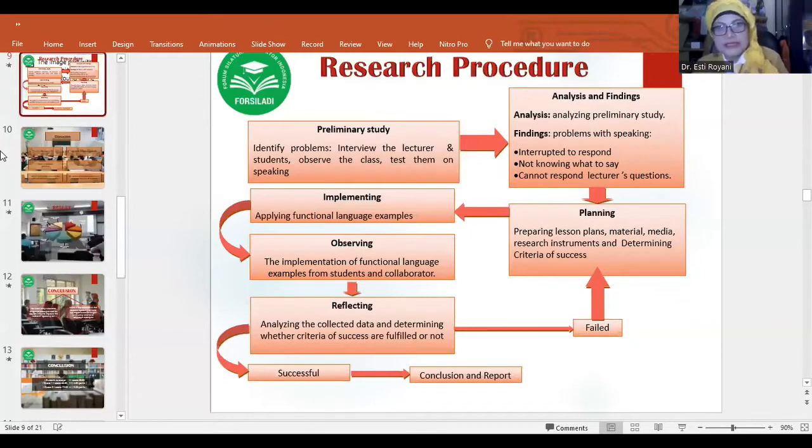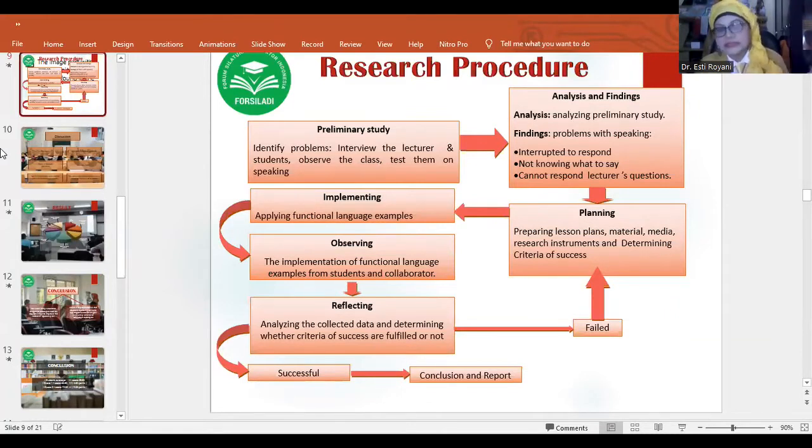After that, I make a lesson plan. We plan how to prepare everything about the material, also the media, also the research instrument and the criteria of success. So after that, I start implementing my strategy, functional language example, and I observe the implementation from the students and also the collaborators. In this research, I use collaborators.